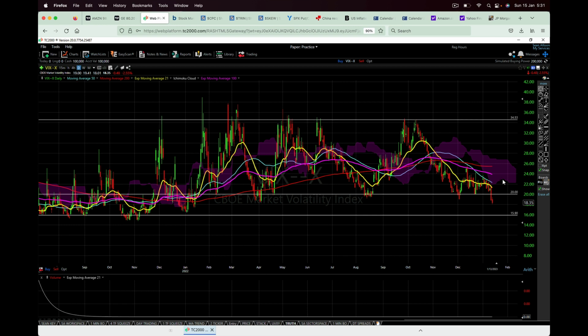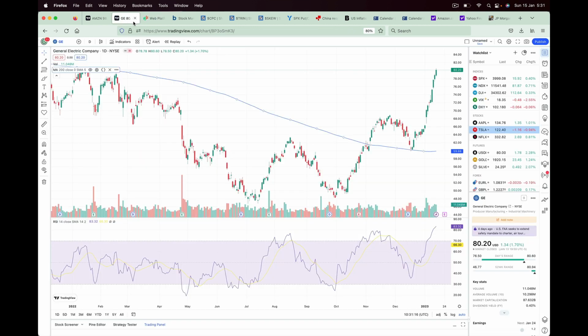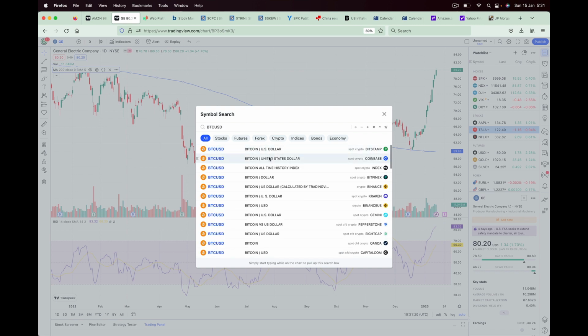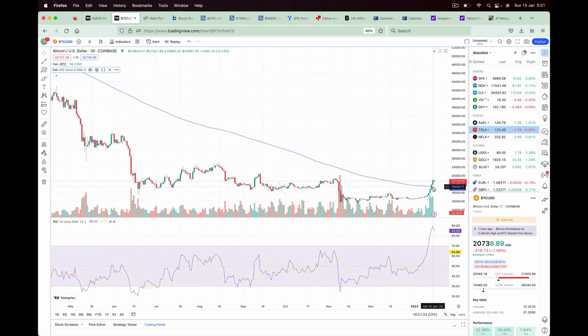So right now, the VIX has moved down again below that 20 level. Markets have had a pretty good start to the year, right? We've had a pretty good move in the markets this year. And if we look at things like Bitcoin, for example, they've had a pretty good move as well, getting up above the 200-day moving average. Very overbought though, getting up just over 21,000 at one point.